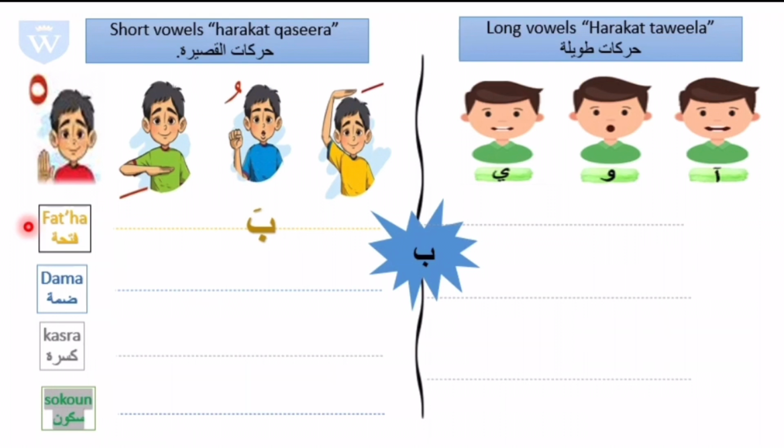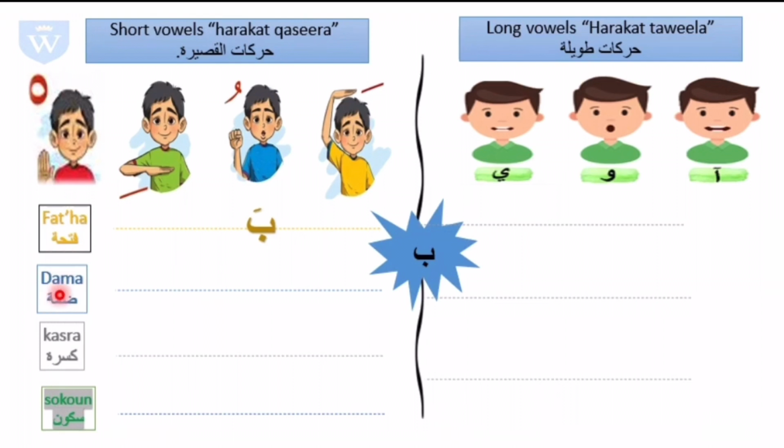A, a. Here I pick up letter ba and I add فتحة. So we have to pronounce it as ba. You have to say the sound of the letter and open your mouth while saying it. Ba, ba.